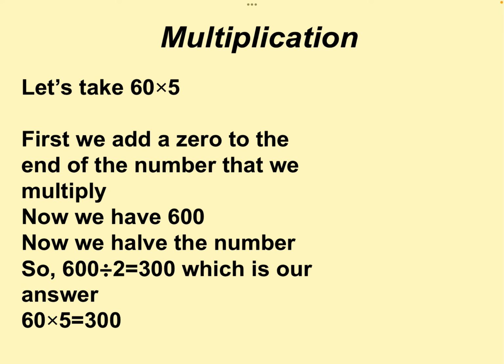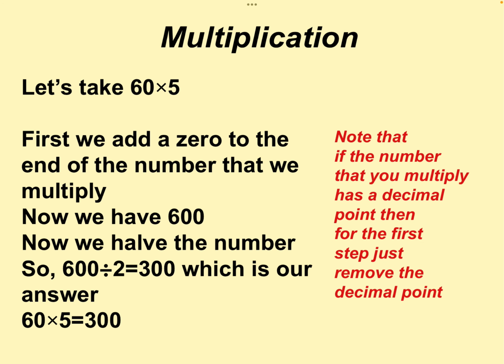The reason we add a 0 at the end of the number is because adding a 0 at the end of the number, which is not decimal, is basically multiplying it by 10. Note that if a number that you multiply has a decimal point, then for the first step, just remove the decimal point. So, when you have a decimal number, when you remove the decimal point, then you are basically just multiplying it by 10, which is what we do in the first step. So now let's see an example for a decimal number.